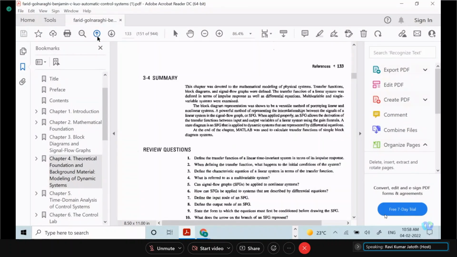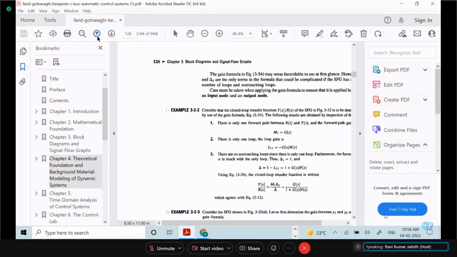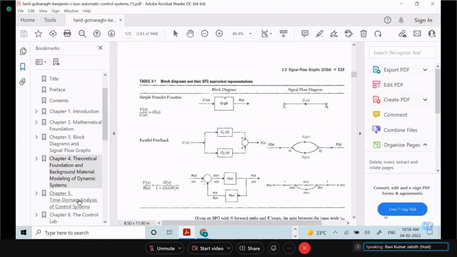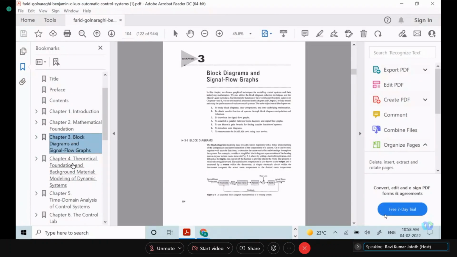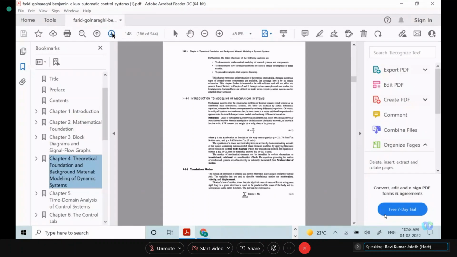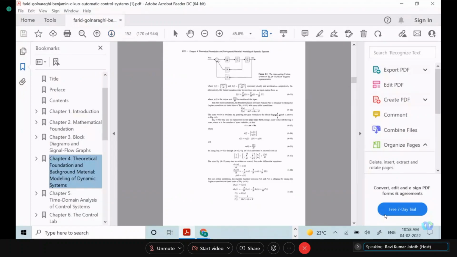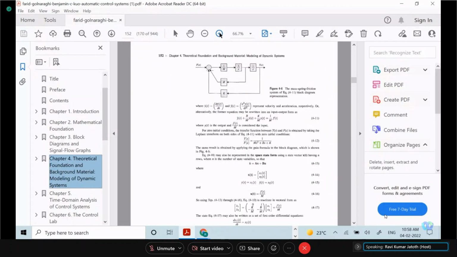So you want me to start time response analysis, I can start, or here chapter number 4 is the theoretical foundation and background material, modeling of dynamic systems. The block diagrams and signal flow graph is the third unit, so the fourth unit is the theoretical model and foundation. Here it is given. The fourth chapter, we will discuss in sequence.